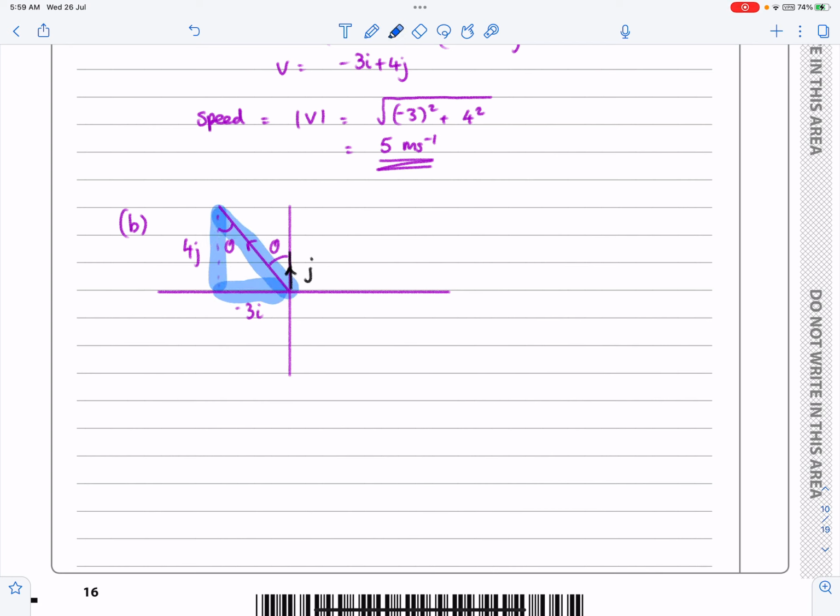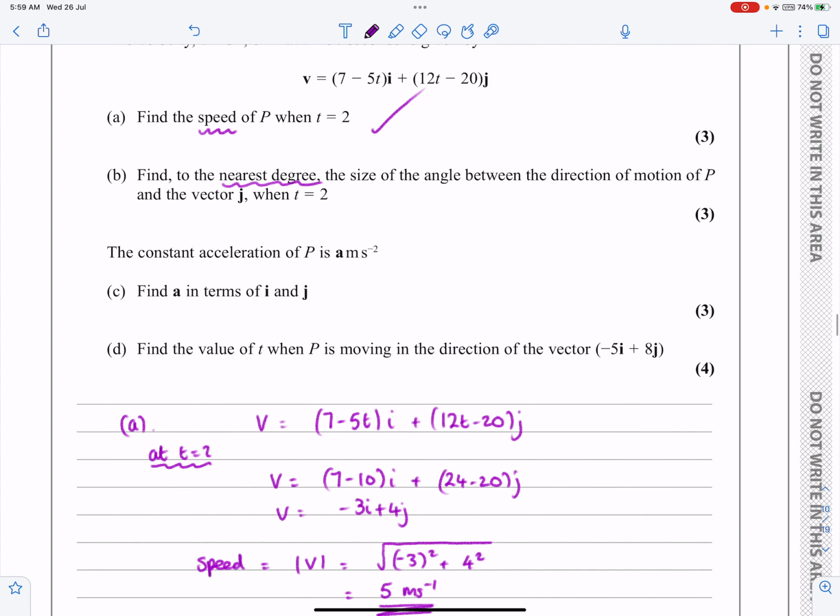Okay, so if I've got that right angle triangle, I can use my right angle trig. Tan theta is going to be opposite over adjacent. So if tan theta is equal to that, theta is tan to the minus 1 of that, and remember, I'll do it straight away, that we said in the question we want to the nearest degree. So 37 degrees is the angle between those two.